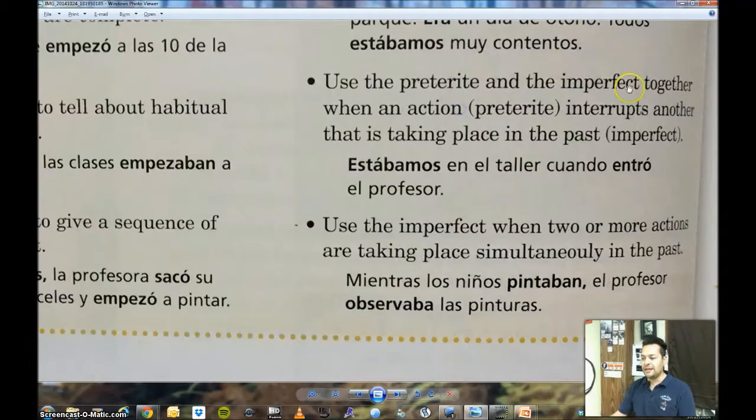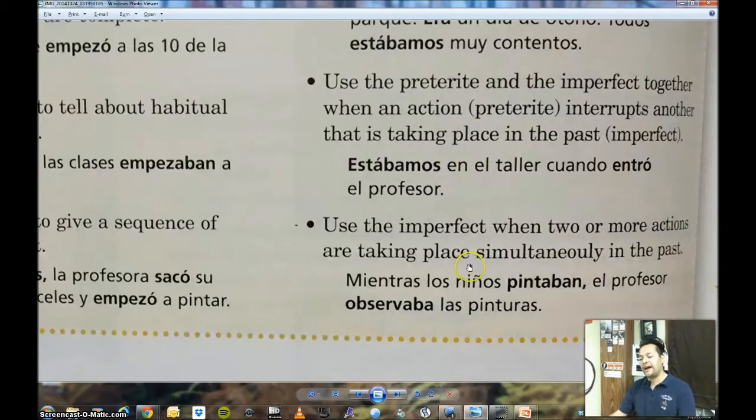Use the preterite and the imperfect together. Yes, you can double up. You can double these up in the same sentence. Here's the first example. When an action, preterite, interrupts another that is taking place in the past, imperfect. Estábamos en el taller cuando entró el profesor. So we were in the workshop when the professor or the teacher entered. So this is imperfect. This is preterite, which interrupted this.